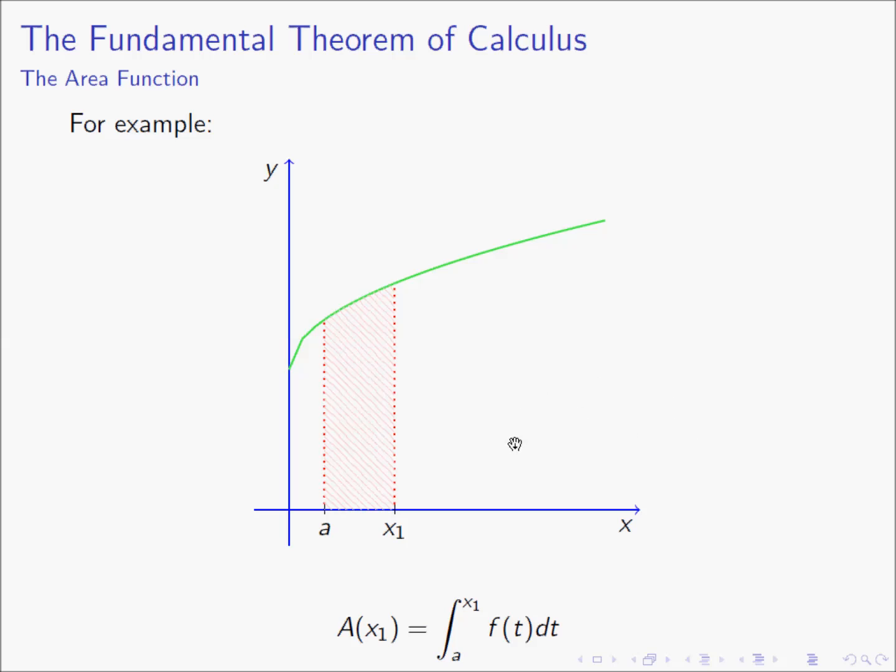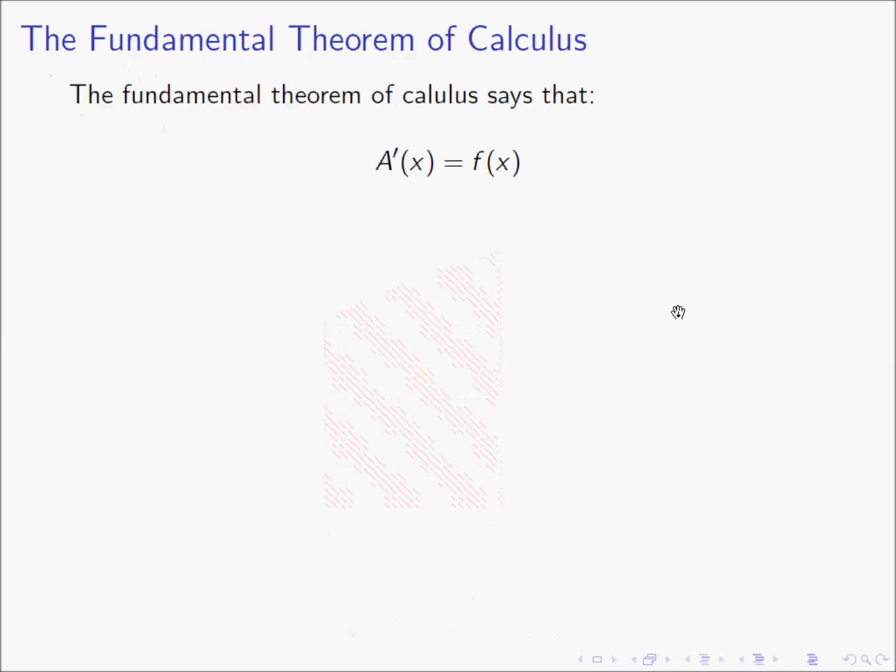For example, if we take the point x1, A of x1 will be this area, A of x2 will be this other area, and A of x3 will be this area. So this is just a simple function, just as any other function. So now, what the Fundamental Theorem of Calculus says is that you can take the derivative of this function, and if you do that, you will get f of x.